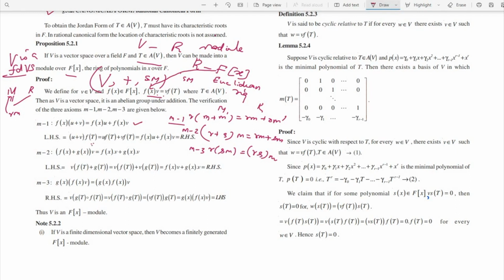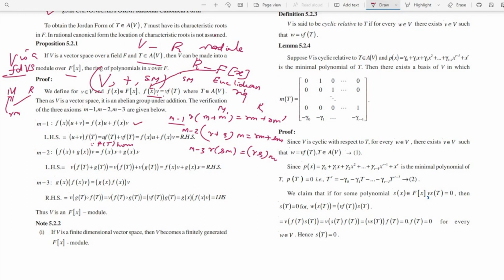This is because f(t) is a homomorphism, so you have this step. From here, u f(t) means the image of u, and f(t) by this definition is f(x) u, and in the same way the next one, and that is what we need. So we have got our right hand side of m1.